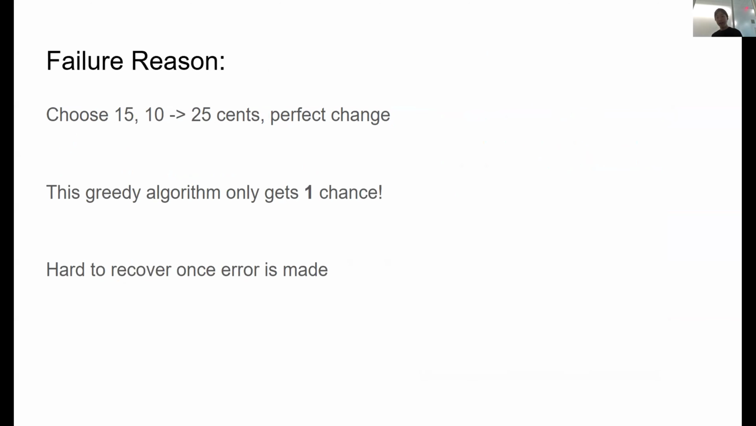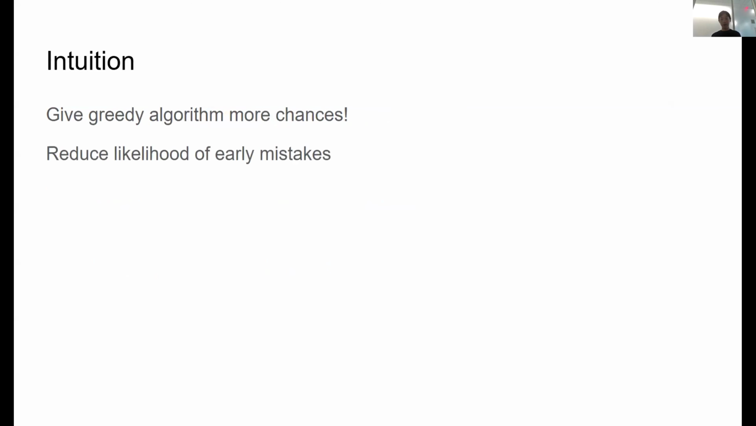The failure reason in this case is that the greedy algorithm really only gets one chance. Because it chose 22 at the start, it's permanently screwed over. So you need to give it more chances or else it won't be able to recover. In this case, you should choose 15, 10, which adds up to 25. If you give the greedy algorithm more chances, then it'll reduce the likelihood of some early mistakes permanently crippling it, which means you'll never be able to get to the right answer.